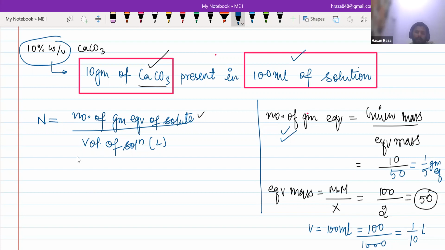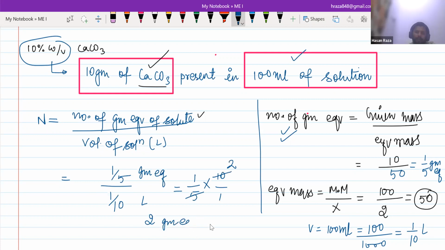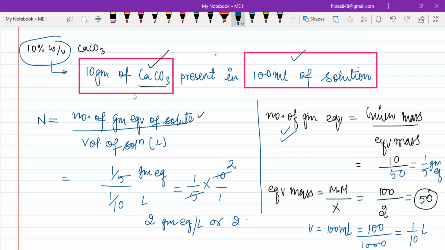Now you can easily put the value here. Number of gram equivalent is 1 by 5. Volume of solution in liter is 1 by 10. This is your gram equivalent, and this is your liter. Now you can easily calculate it: 1 by 5 into 10 by 1. That means basically you will be getting 2 gram equivalent per liter, or you can directly write 2N. Isn't it easy? Anushka? Yes, sir. It's so easy. You just need to do it stepwise, and you will get it.